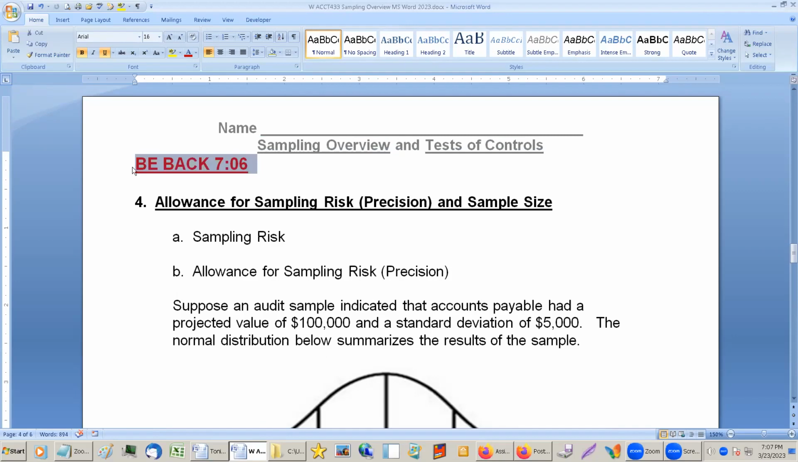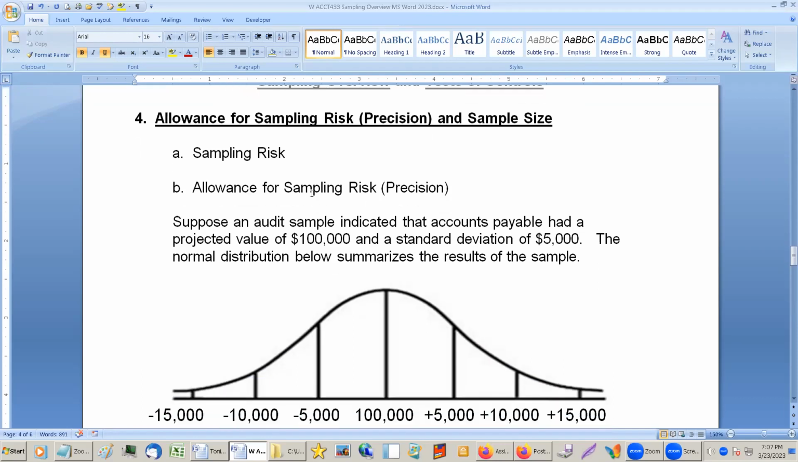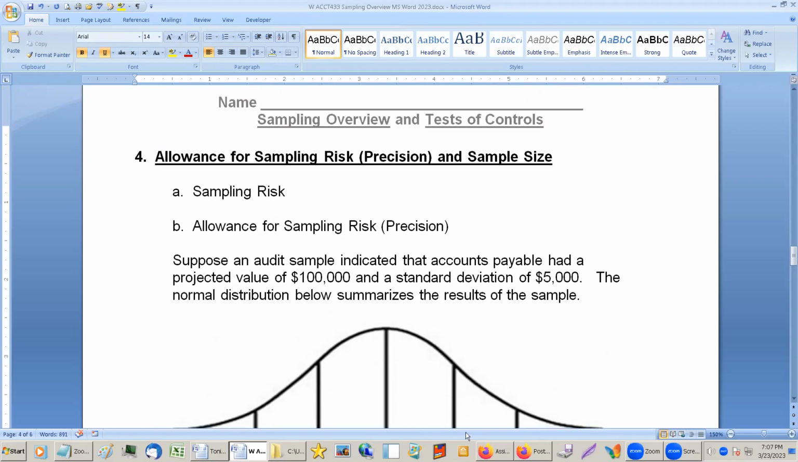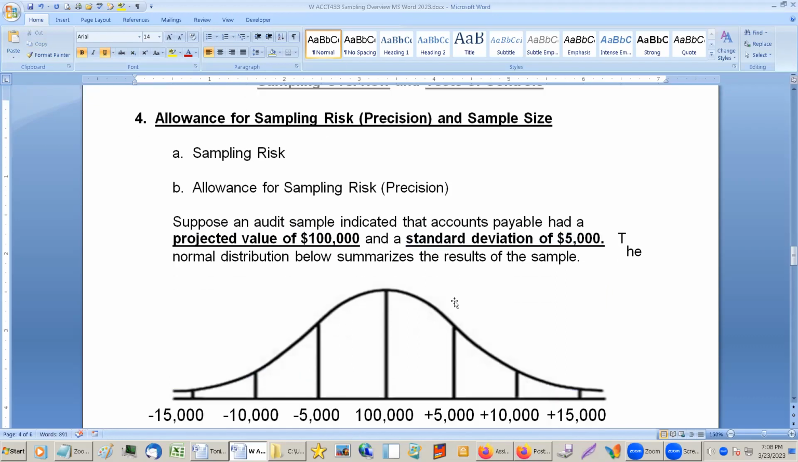Okay, oh, I'm late. All right, allowance for sampling risk and precision, and sample size. A lot of this is kind of your basic stat stuff you guys probably had in other classes. Suppose you had a sample that indicates accounts payable had a projected value of 100,000, and it had a standard deviation of 5,000. What would that look like?